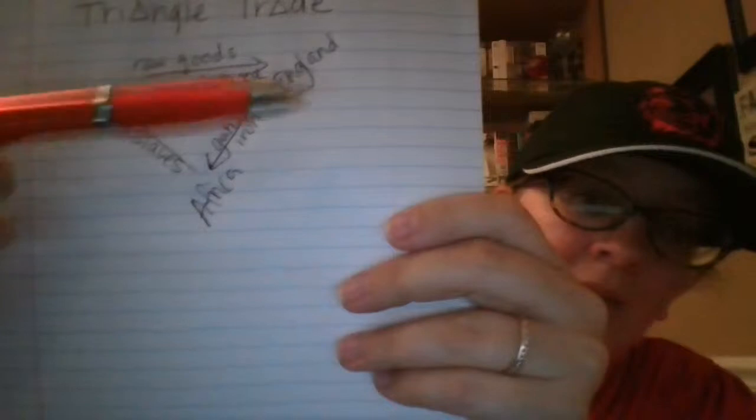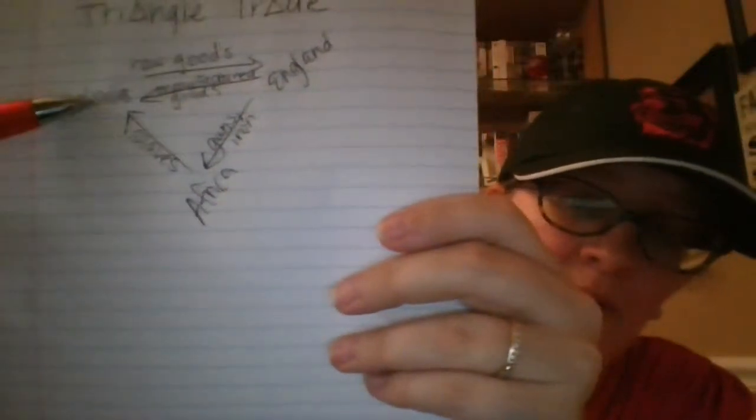So the colonies are sending raw goods to England. Okay, England is sending manufactured goods back. And then they're sending guns and iron to Africa, and Africa is sending slaves to the colonies. So it creates this triangular pattern of trade that is occurring. Ninja, you need to remember that basic triangle shape, you need to know that shape. And you need to know the colonies are sending raw goods and England is sending manufactured goods, and Africa is sending slaves. Africa is sending slaves. This is the beginning of the slave trade in our country. It starts here in the triangle trade.